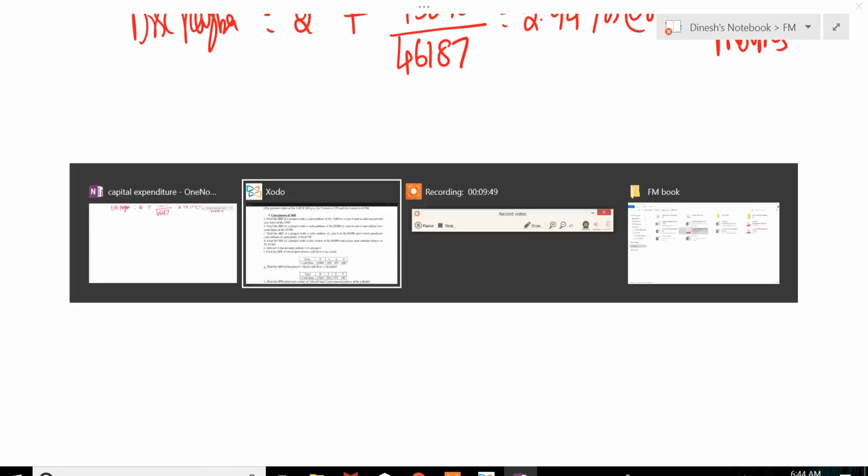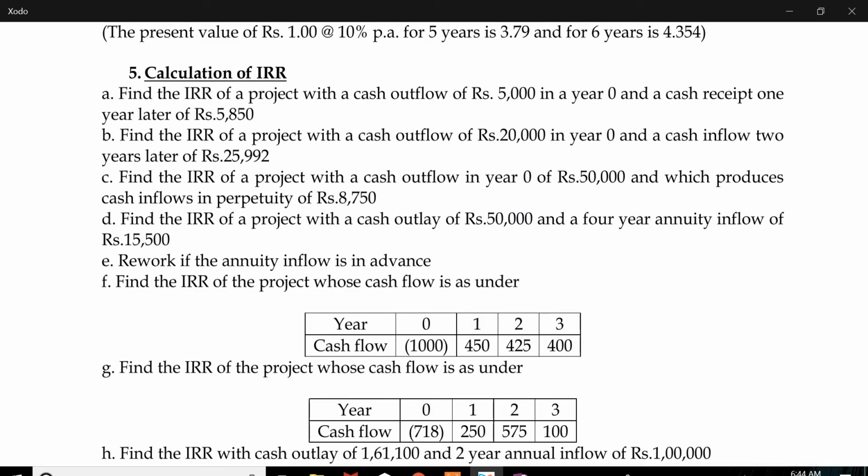Let's first start with question number 1. Find the IRR of a project with a cash outflow of 5,000 in year 0 and a cash receipt 1 year later of 5850.